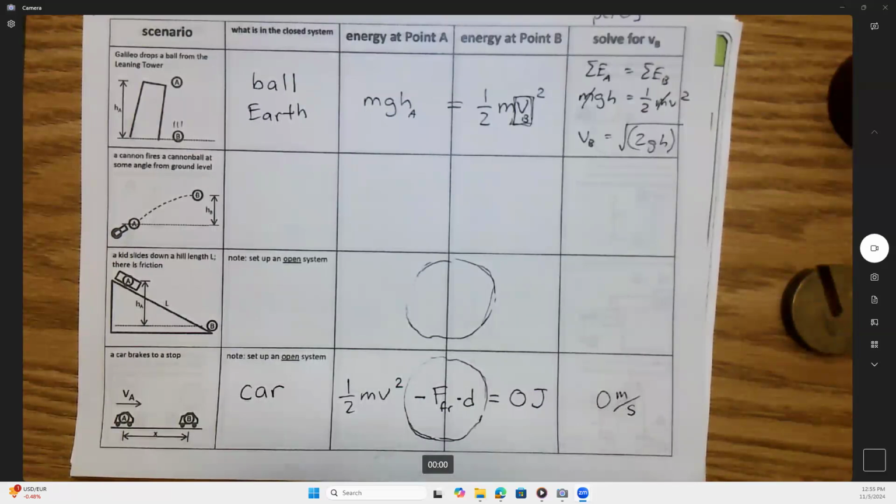Suppose you open up a physics textbook to the energy chapter and you see this scenario, car brakes to a stop. What question do you think the textbook actually would ask you? Okay, they could ask that, right? They could go one of 2 ways. If you think they're going to ask initial speed, you would have to know the braking distance.